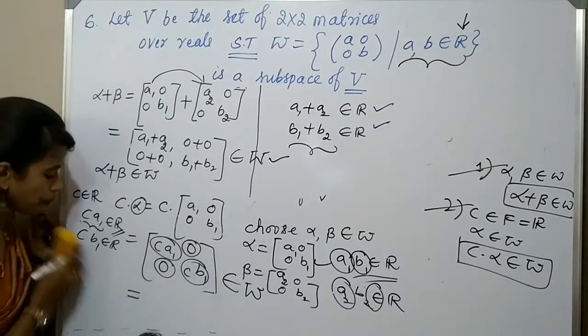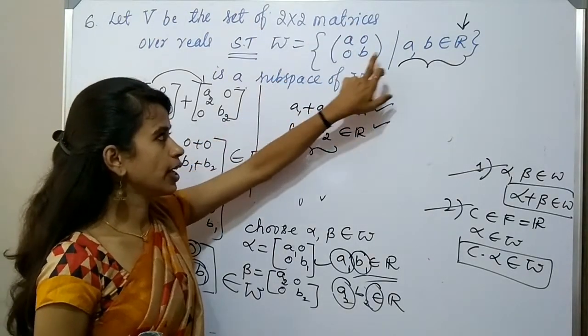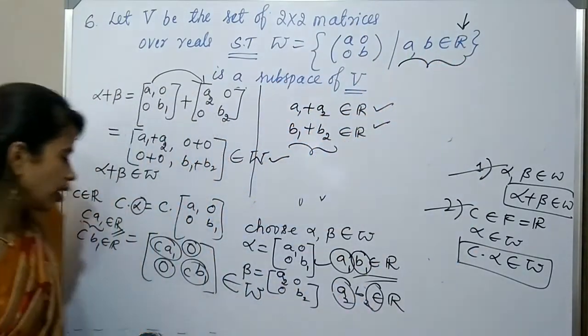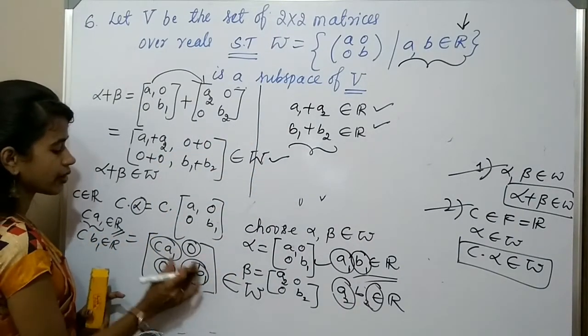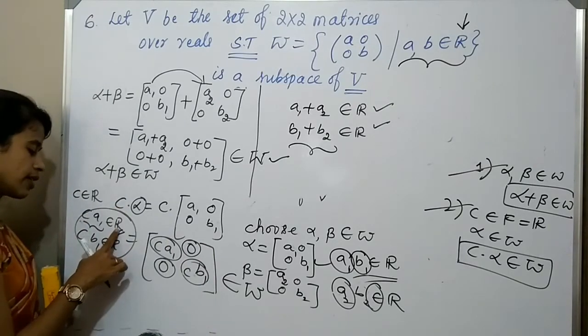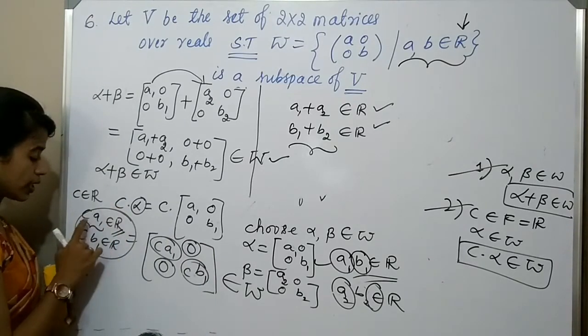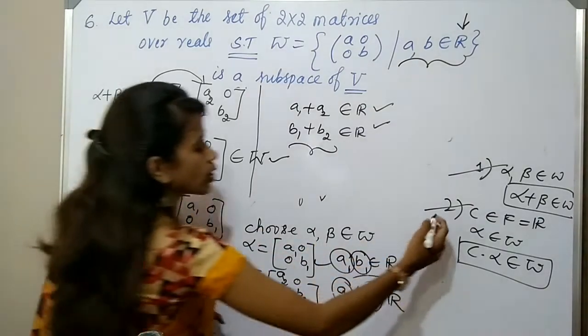So to be an element of W, it must be of the form A0, 0B, and A and B must be in R. Here it is also in the form CA1, 0, 0, CB1. CA1 and CB1 clearly belong to R because R is a field, it is closed under multiplication. So therefore, the second condition is also satisfied.